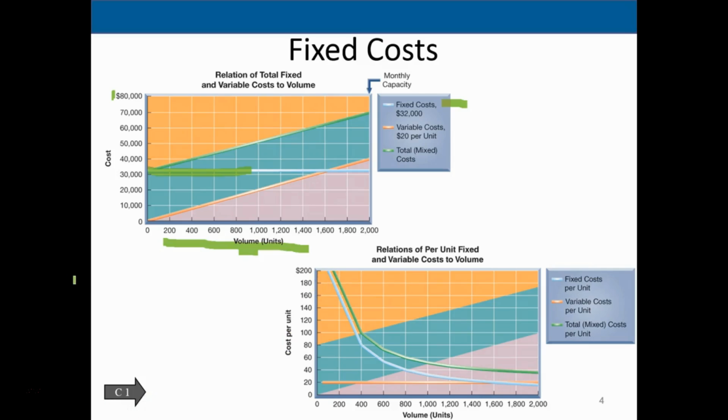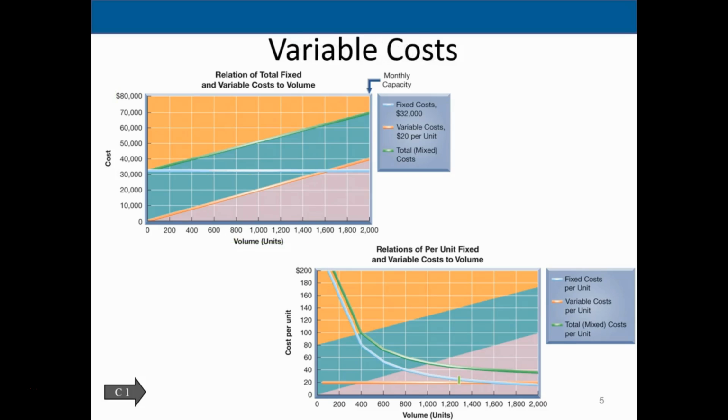So the idea of the cost per unit for fixed cost is that we want to produce at capacity. We want to produce basically as many as we can, because notice that the per unit cost goes down. The more we produce, the more we divide that rent among the number of units, and therefore the cost per unit will go down.